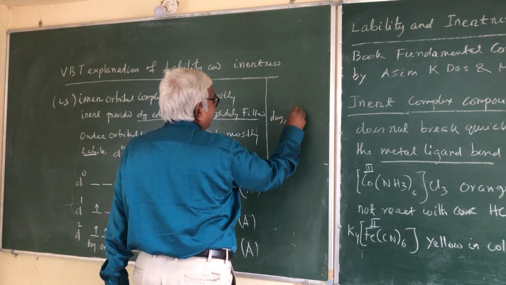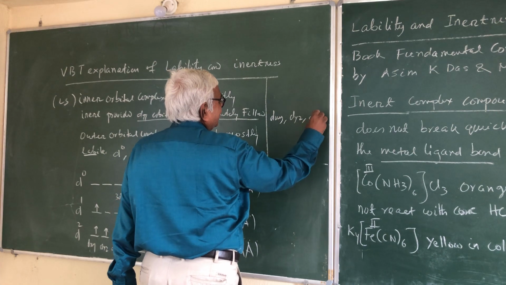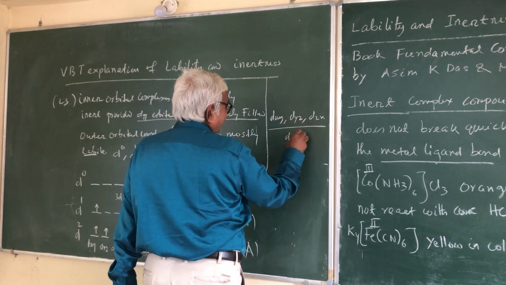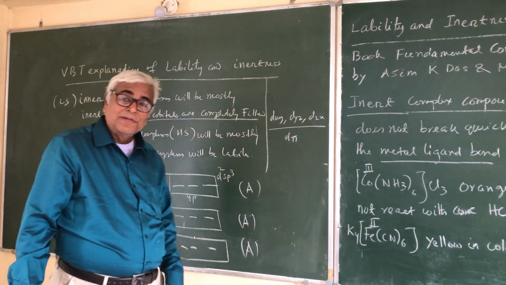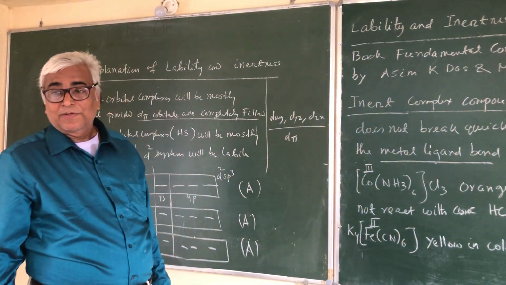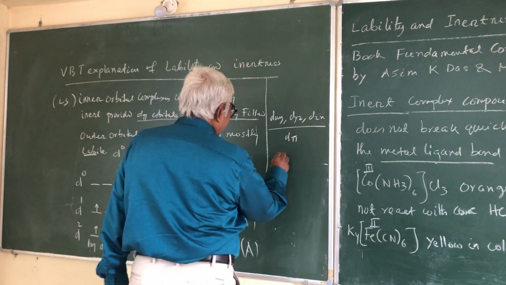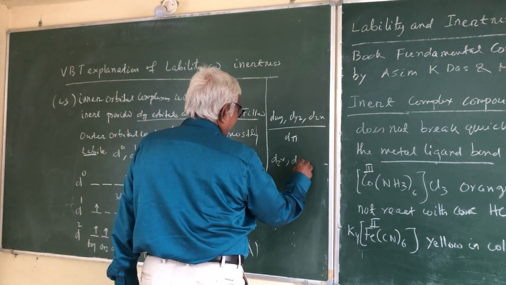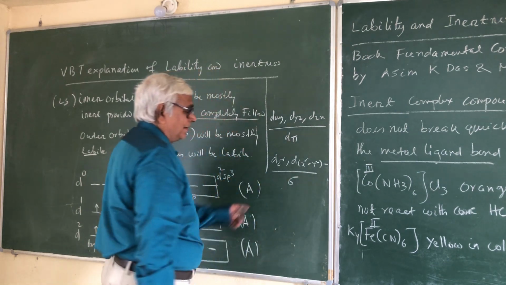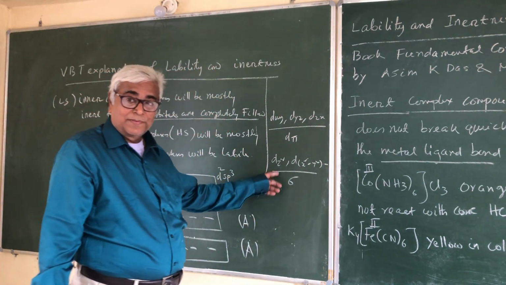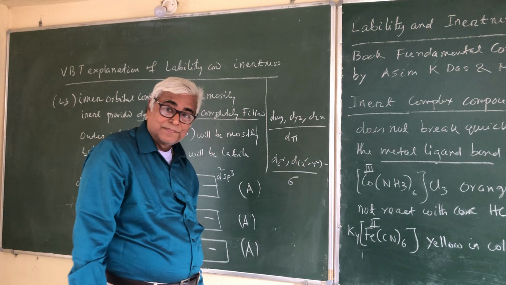dxy, dyz, dzx, these orbitals can form a pi bond within. So therefore these are called d pi orbitals. dz square and dx square minus y square are used for sigma bonding. These are sigma bonding orbitals, and the others are pi bonding.